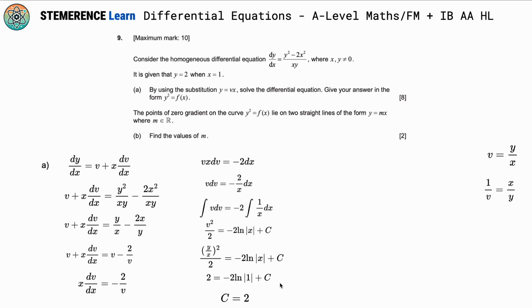And now if we go back to our original expression, if we expand this, we get y squared over x squared over 2 is equal to negative 2 ln of x. And then we can substitute our c value, that's just a constant, which we need to add when we're integrating. So we get negative 2 ln of modulus of x plus 2.